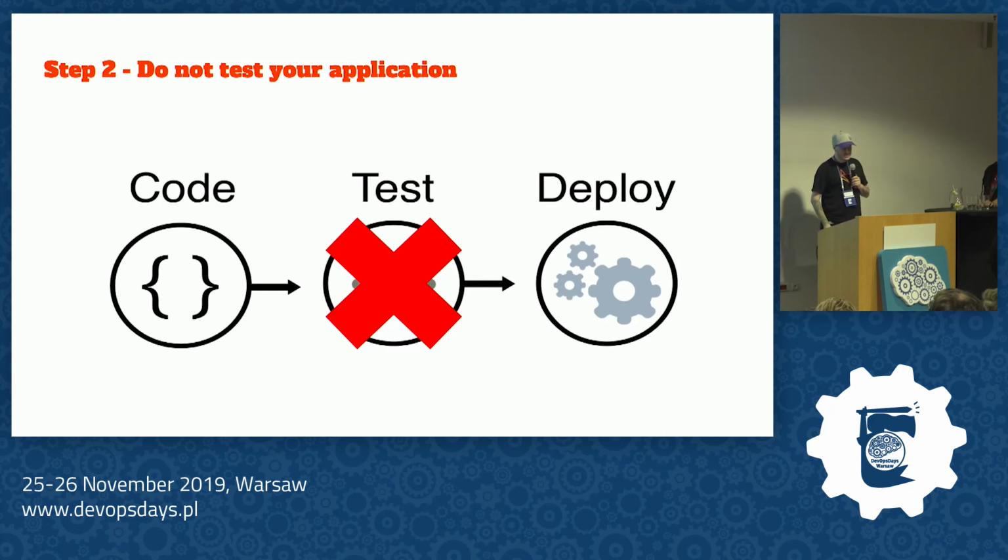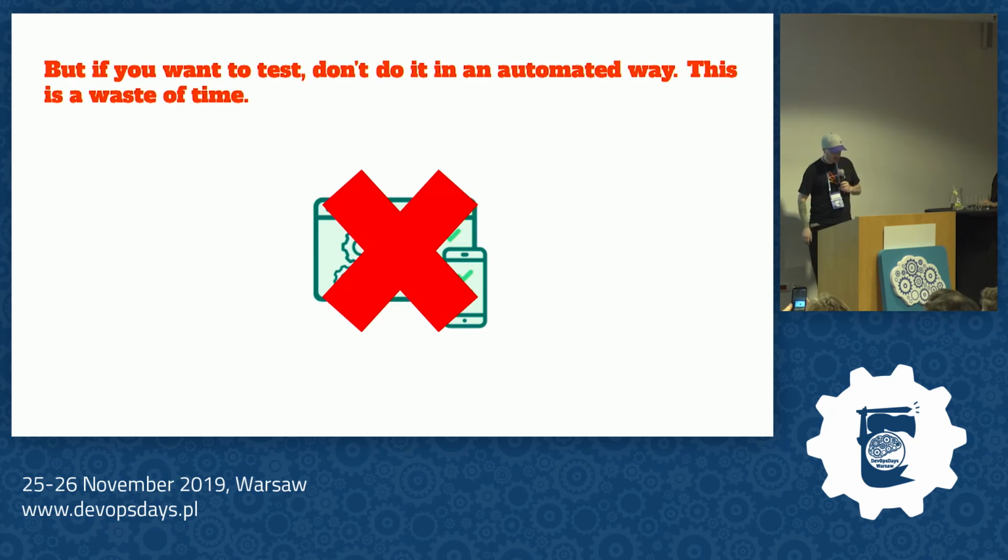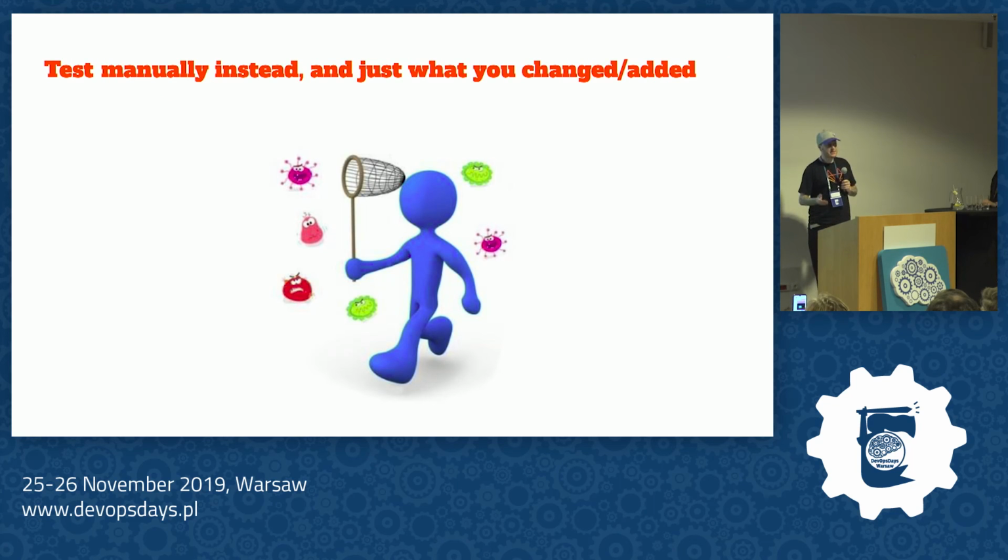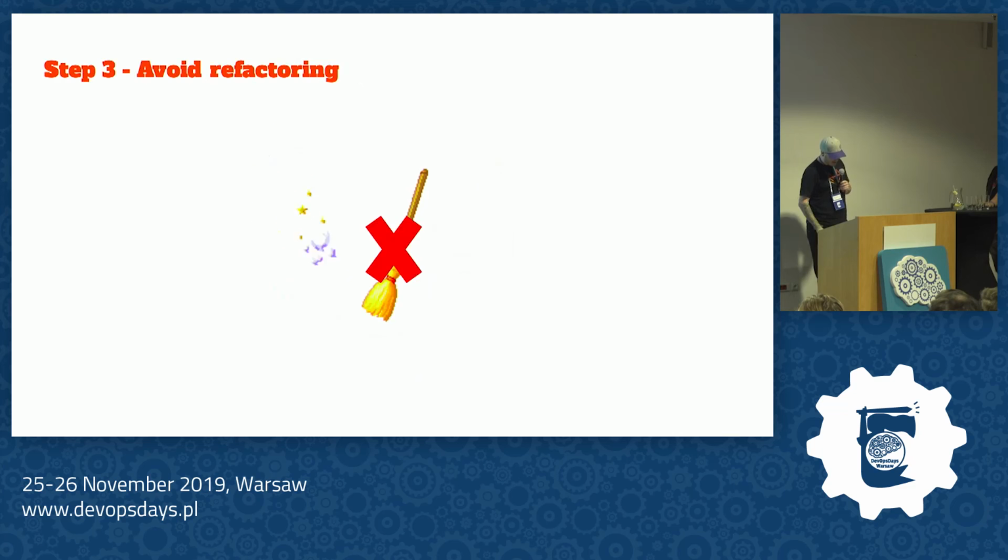Second step is to not test your application. So instead of code, test, and deploy, skip testing, just code and deploy to production. And if you want to test, don't do it in an automated way because this is a complete waste of time. Test it manually and test just what you changed or what you added. Don't do any kind of regression testing. It's another waste of time.